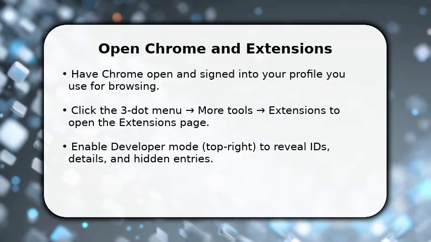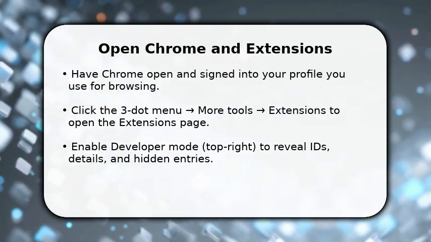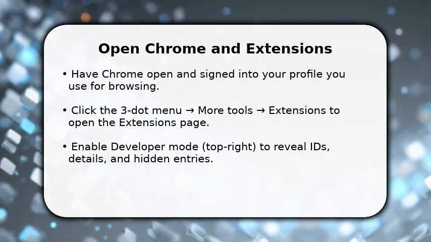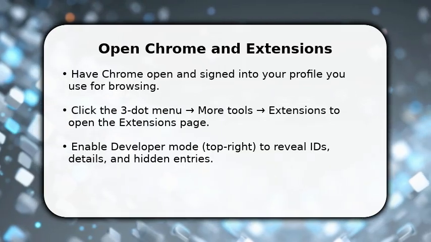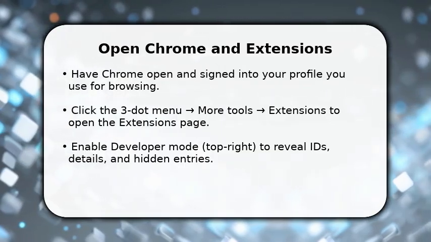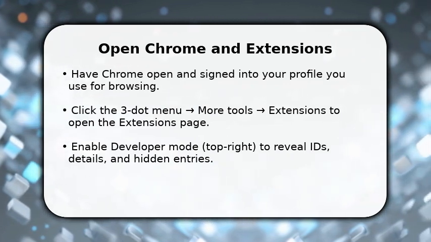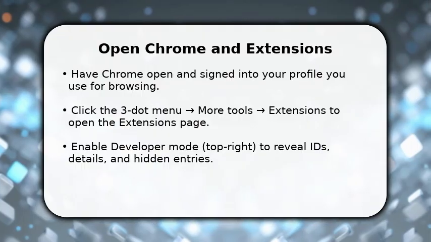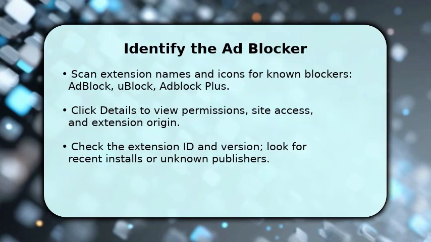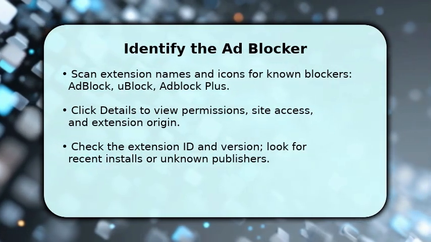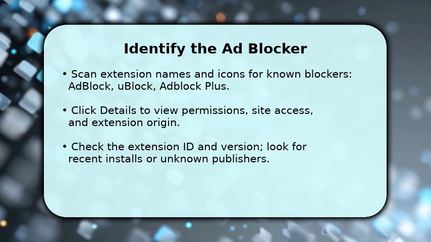Make sure to scan the visible list for names like AdBlock Plus, uBlock Origin, or anything unfamiliar. You're setting the stage to identify which item is acting as an ad blocker. Now inspect each candidate. Click details on a suspicious extension to see what permissions it has and which sites it can access. That tells you how it blocks content.